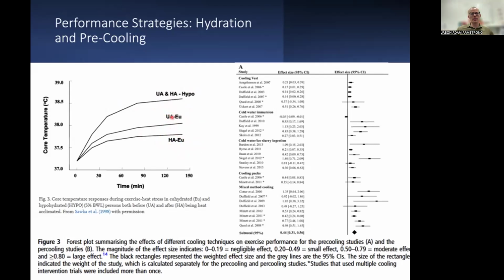So one thing in terms of performance strategy, I would want to be hydrated and I would want to be heat acclimatized. Another thing that I can do is called pre-cooling. So we've got a couple different strategies here: a cooling vest, water immersion, slushy ingestion, so like icy water, cooling packs, mixed methods of cooling. And in any case, cooling prior to an event does seem to have a significant effect on performance and does indeed improve performance.